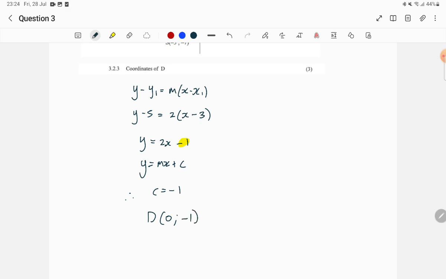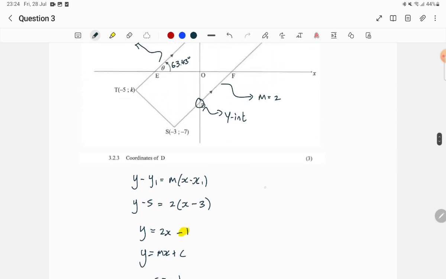So we could have used the other coordinates, and we get exactly the same value, and that is in proportion because it is a negative y value. So therefore D here, which is the y-intercept, is 0 and minus 1.